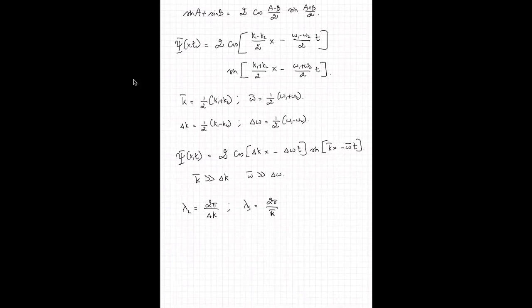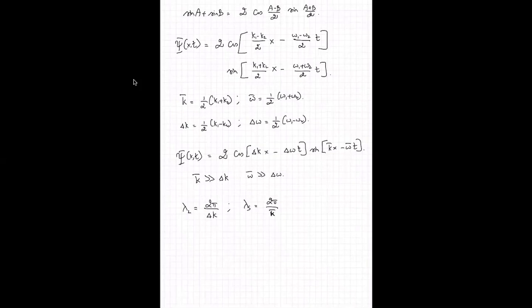Assuming K bar is large enough, lambda S will be very small. And if delta K is very small, as we have chosen, the corresponding wavelength will be very large. Okay. I hope this is clear. If there are any questions, please ask.